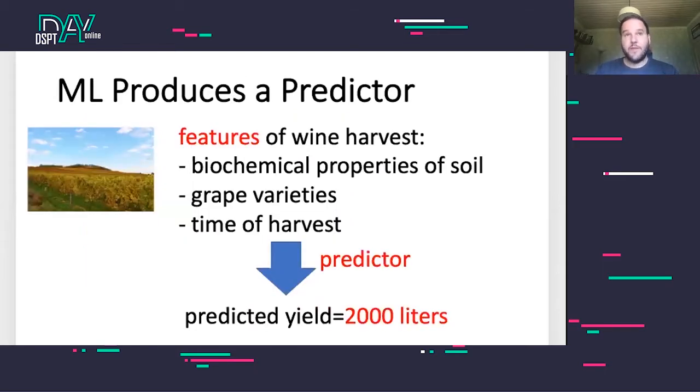So let us stick for the time being with the application domain of wine farmers and assume that machine learning methods could be used to predict the yield that can be expected in a given wine harvest. So how would that work? A machine learning method could aim at learning a predictor map or a function that reads in all the characteristics of a wine harvest, like the biochemical properties of the soil or some information about the grape variety, and also the time of harvest or the planned time of harvest might be a relevant parameter or characteristic. And after we feed all these facts or characteristics or features into the predictor map, it computes or outputs an estimate for the yield that we can expect. For example, in this case here, the expected or predicted yield would be 2,000 liters of wine.